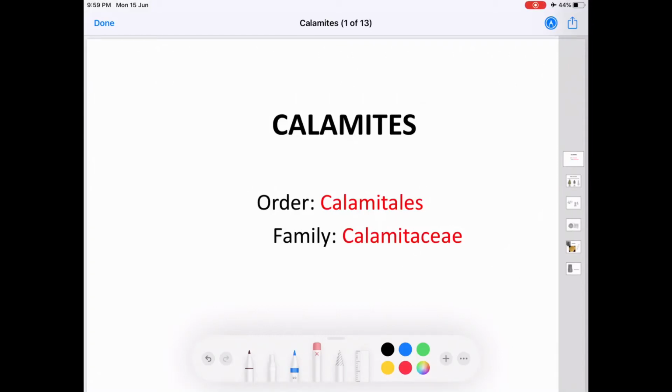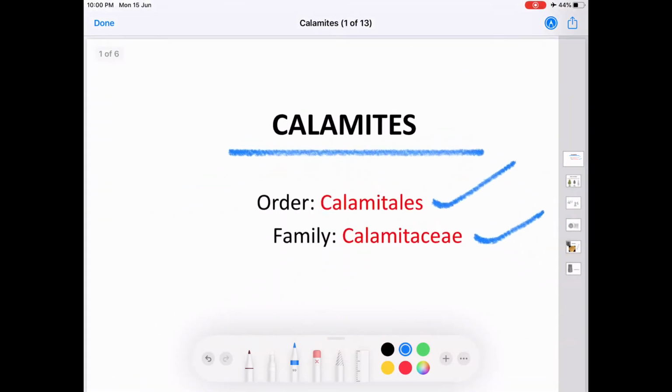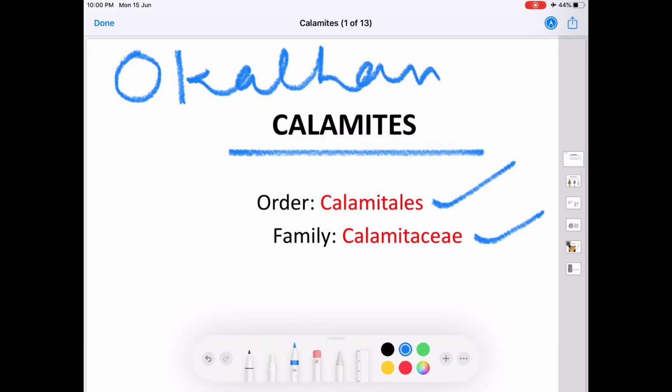Hi all, today I am talking about a fossil pteridophyte, Calamites. The systematic position is order Calamitales, family Calamitaceae, and the genus is Calamites. It is obtained from Carboniferous rock in Oklahoma, a state in the south central region of the United States.